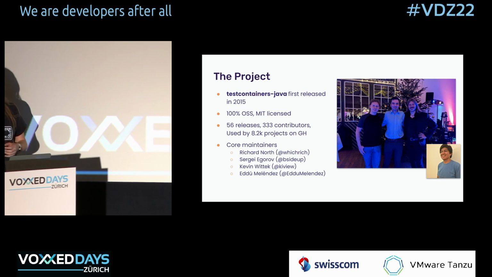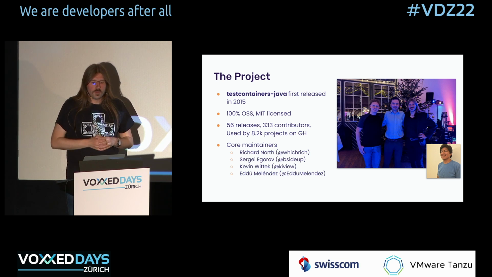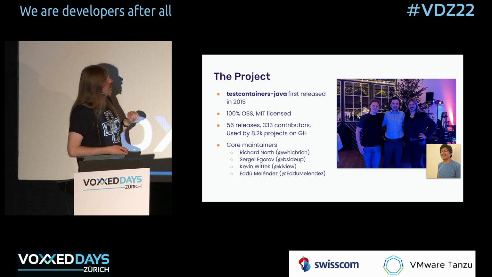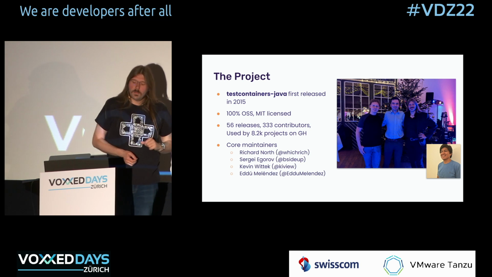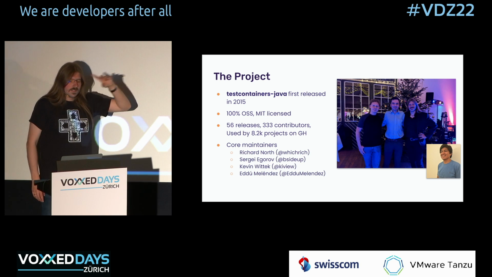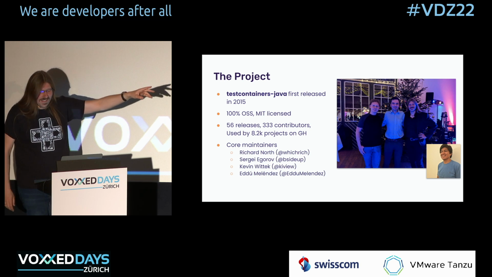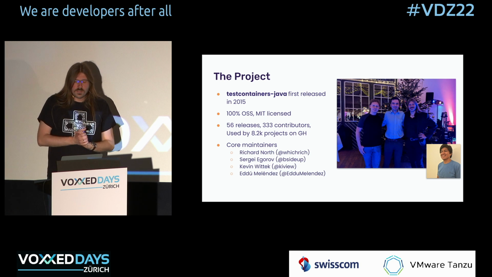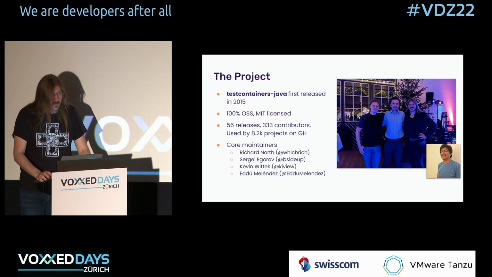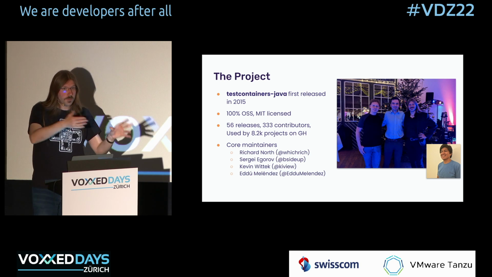There are 56 releases and 333 contributors in total, so many contributors from the community. And if I look into the stats of GitHub, I see it's used by 8,200 other GitHub projects. Yes, and the core maintainers: Richard in the middle, then Sergey on the left, and I joined as a third person on the right. And just recently, Edu also joined the core maintainers team. But of course, there are also others that are not directly core maintainers, but maintain specific functionality, specific modules, etc.